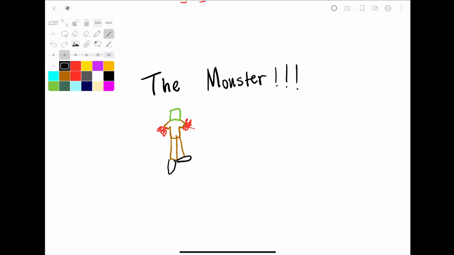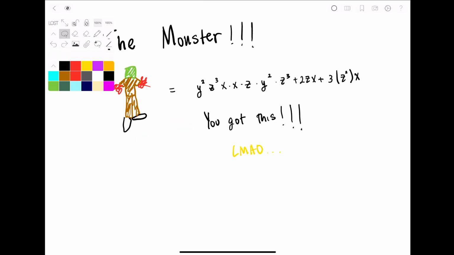And here's this monster of a problem. With these skills, you should be able to solve it. I'll just leave this exercise for y'all.